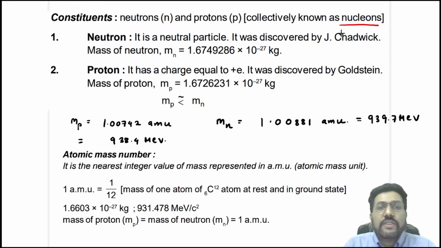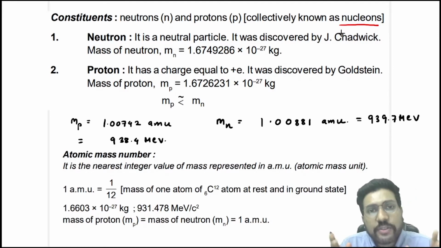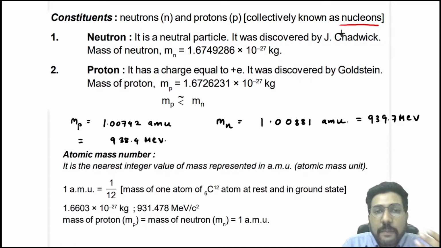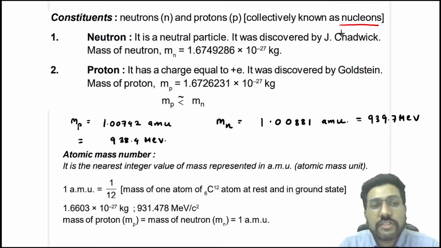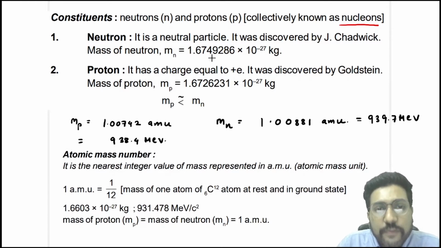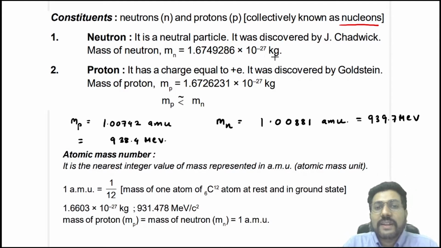Now, protons are positively charged particles whose charge is the same as the charge of electron, but obviously with a positive sign, and its mass is approximately 1839 times more than the mass of electron. So it is very massive compared to an electron, but its charge is the same as the charge of electron. Now, proton was discovered by Goldstein. Right. Now, neutron has a mass of 1.6749286 × 10^-27 kg.